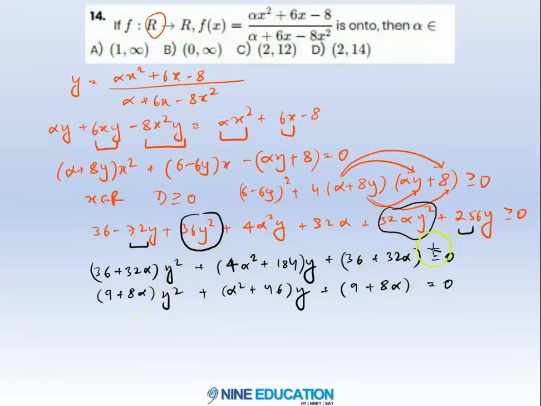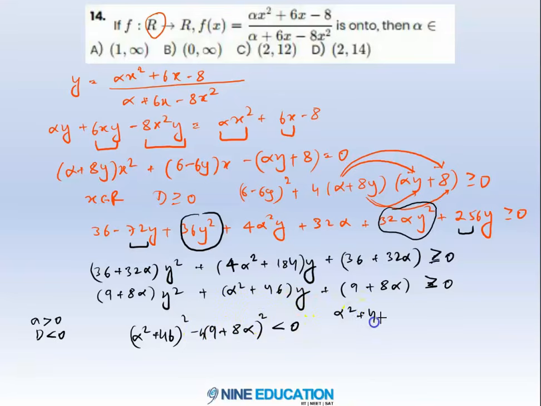For any quadratic to be positive, its leading coefficient must be positive and the D value must be less than 0. So if I calculate the D value for this, it is going to be (alpha square plus 46) whole square minus 4 times (9 plus 8 alpha) into (9 plus 8 alpha), which is (9 plus 8 alpha) square. This has (alpha square plus 46) whole square minus, I can send this 4 inside the bracket as a 2 because there is a square already on the bracket. So it will become (18 plus 16 alpha) whole square less than 0.